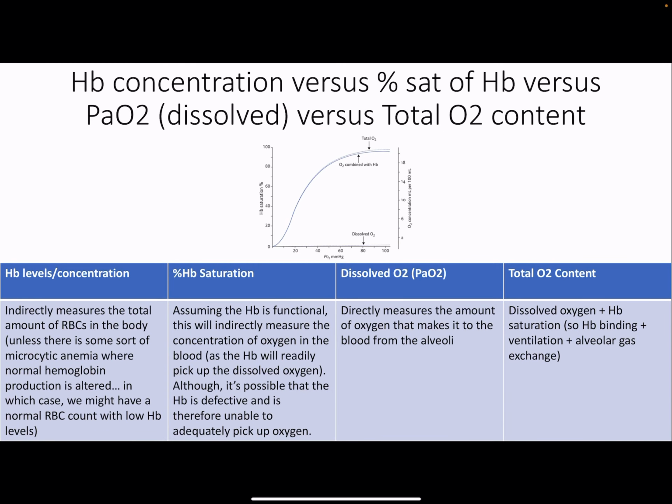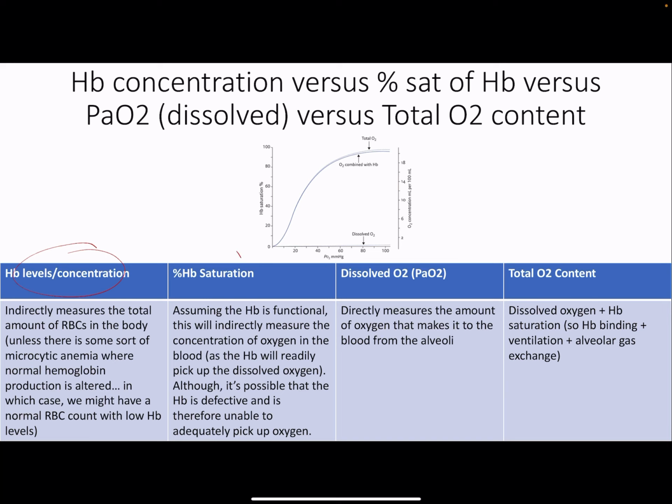Hemoglobin concentration, we got all these different terms. Hemoglobin levels really just reflect the amount of red blood cells, more or less. The more hemoglobin, the more red blood cells, assuming that you don't have some sort of microcytic anemia where you're really bad at producing functional hemoglobin, or hemoglobin period. You have normal levels of iron and things like that.